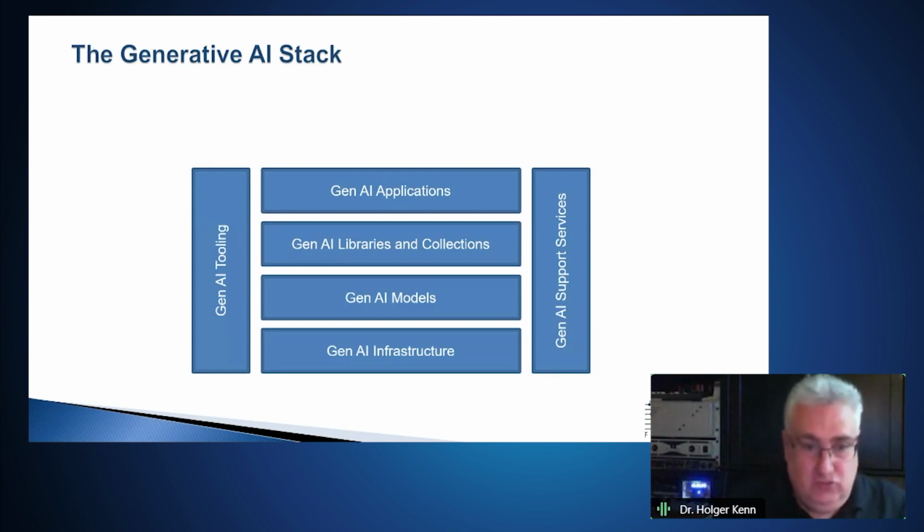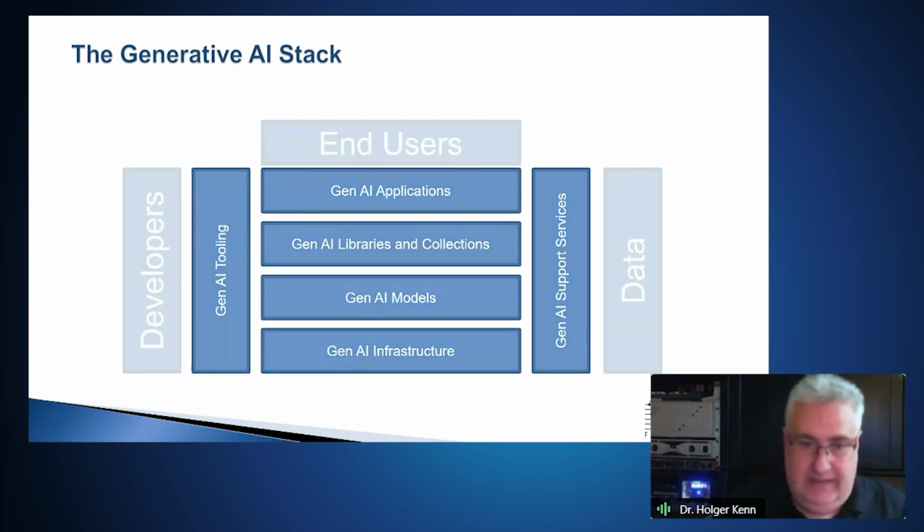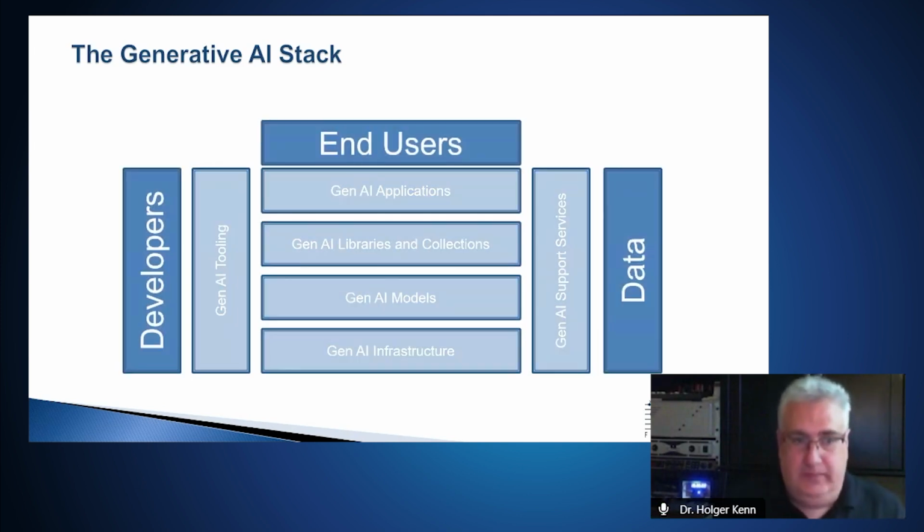But to really simplify things, in the end, this is all about the end users that want to have a problem solved, the developers that want to build tools and services for those end users. And in the end, a lot of this is all about data. And where OPC UA comes in is the ability to provide data.